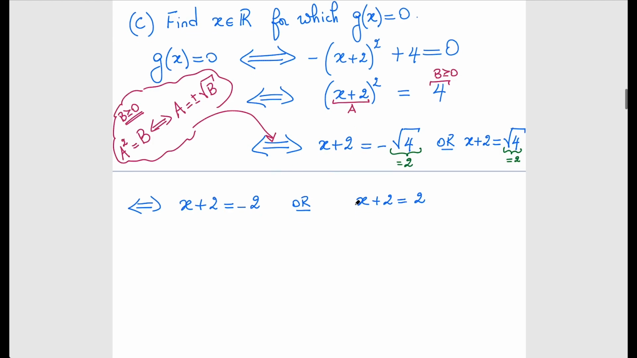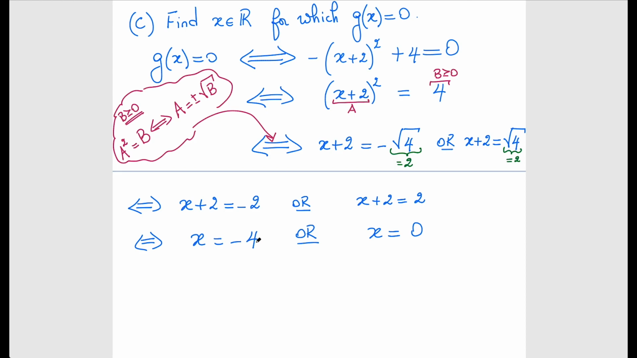Very good. So we get to this point. Remember what I'm after? I'm after the x for which g of x is 0. I'm unraveling what it means for x, and I'm down to this point. I'm almost there. The only thing missing is to subtract 2 on both sides. So I get x equals -4, or, subtracting 2 here, x equals 0. Correct?